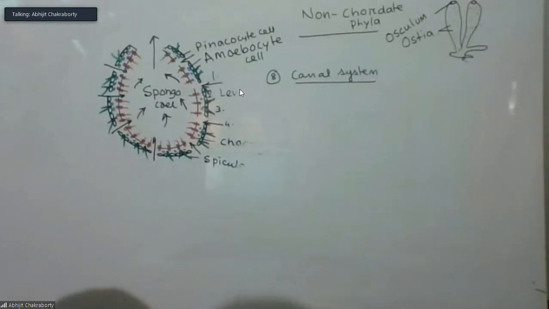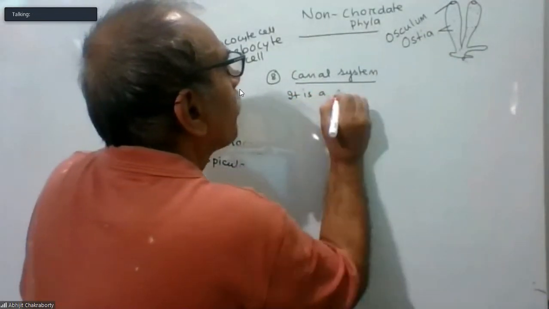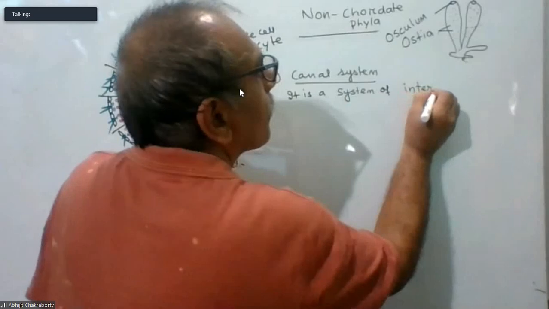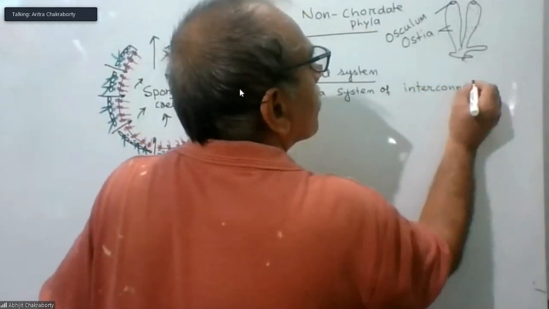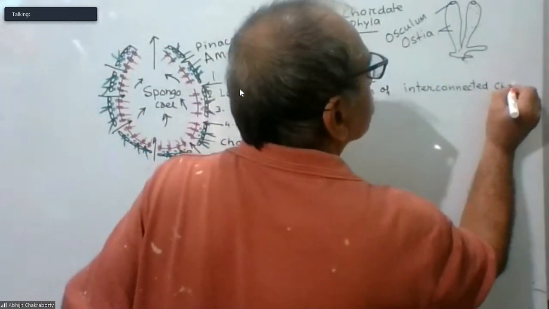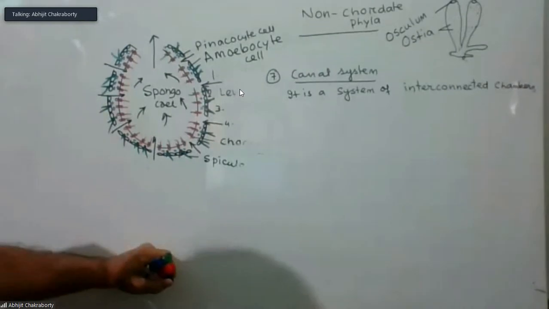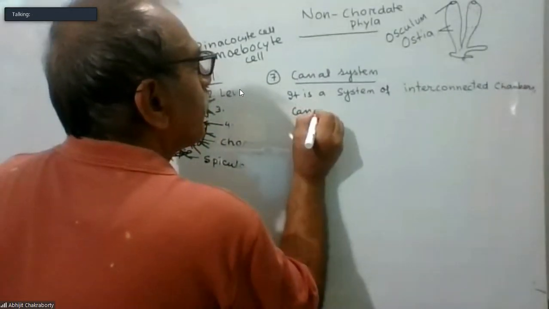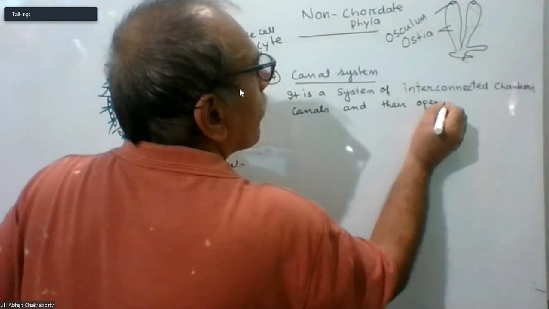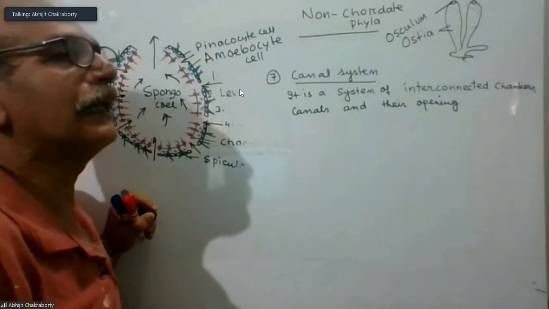What is canal system? A system of interconnected chambers, canals, and they are opening. This is actually a canal system.